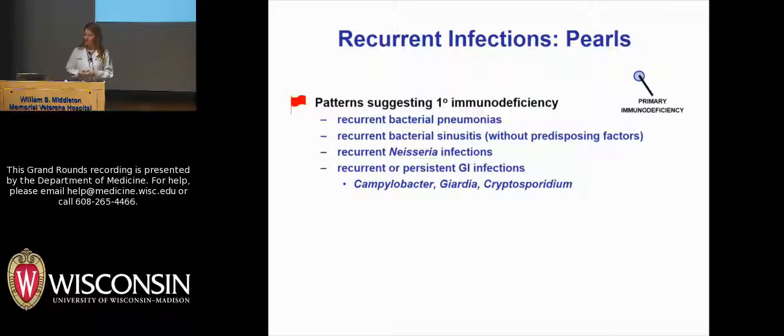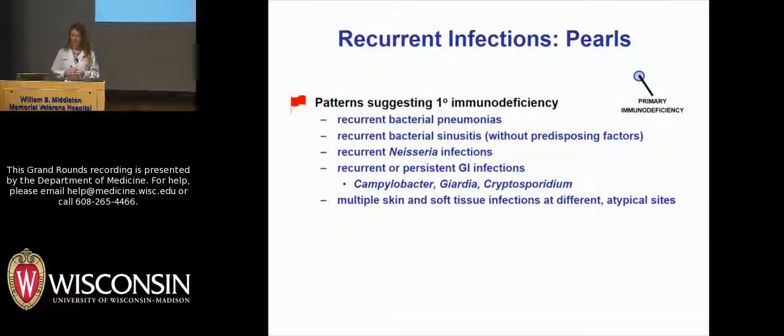Recurrent and persistent gastrointestinal infections. Campylobacter, Giardia, Cryptosporidium fall into this category. And then in terms of skin and soft tissue infection, really multiple skin or soft tissue infections at different atypical sites. Patients that are developing these, and not just in the lower leg, consider the primary immunodeficiency.